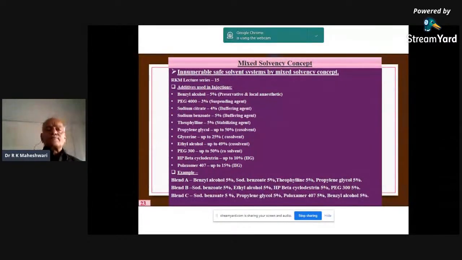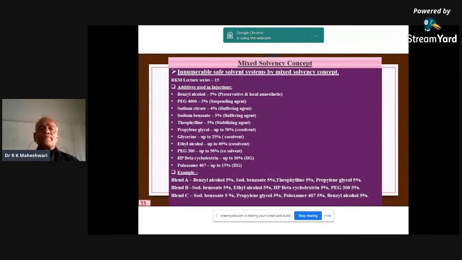Now what has been explained here: some of the additives which are employed in injections are given in this table. They have been taken from the book Theory and Practice of Industrial Pharmacy by Lachman. The Lachman book is known to many students also. In the parenteral chapter, or the injection chapter, of Lachman, you will find that benzyl alcohol is used at 5% as a preservative and local anesthetic. What we are discussing are the additives employed in making injections.